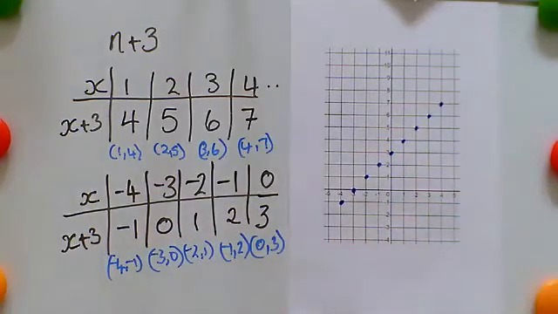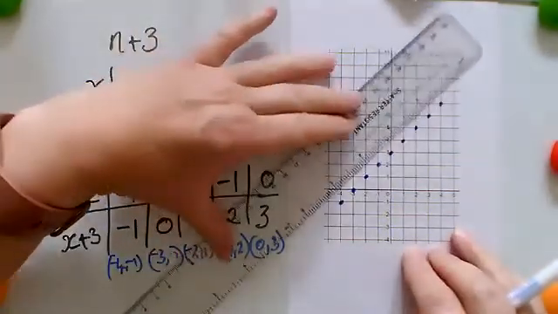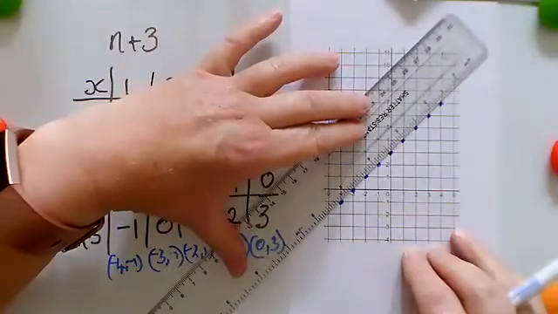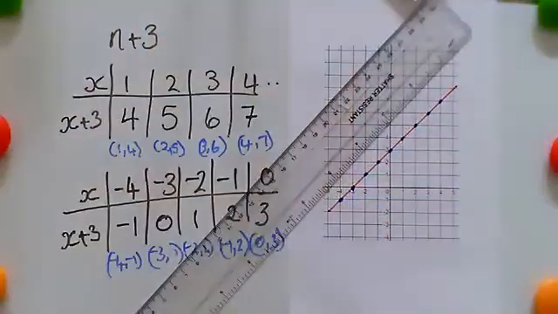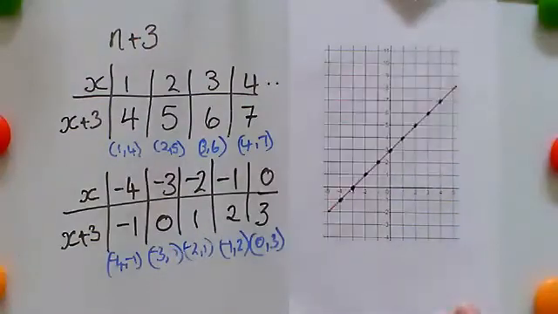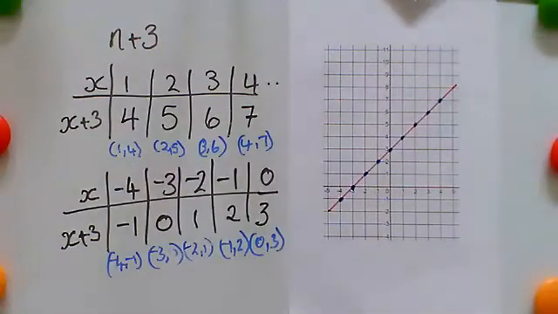So even clearer now, I think, to see that all of those points do indeed lie on a straight line. But this is not a graph, this is just a series of points. So to show it as a graph, I need to join the points up using a ruler, and again, you should be using a pencil. And you can see this is a straight line graph.